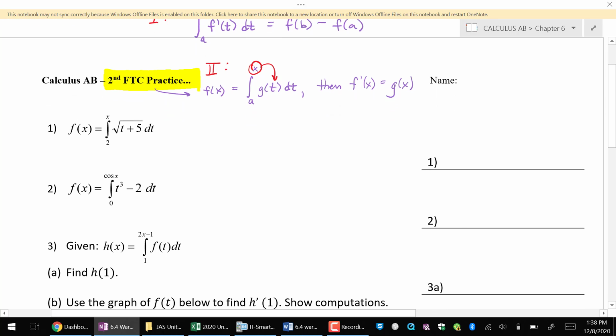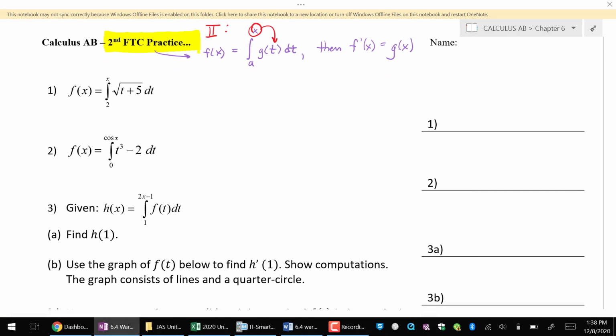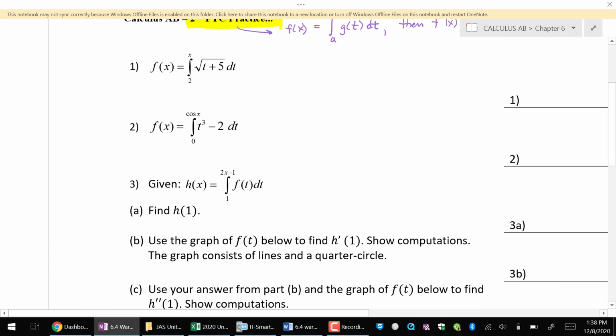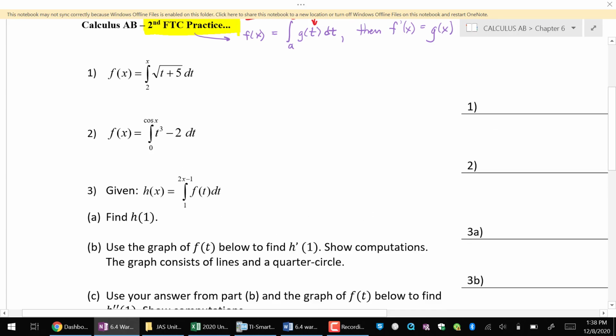What I'd like to do in this video is walk through a couple examples with you and then end with more of an FRQ style question here, number 3, with parts A, B, and C. So we'll do these first two.